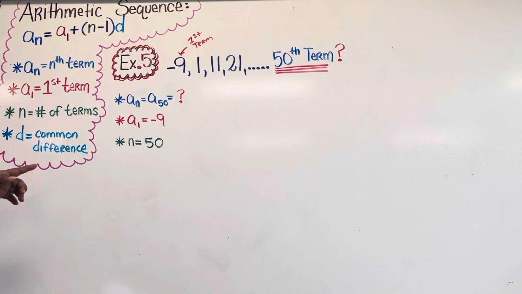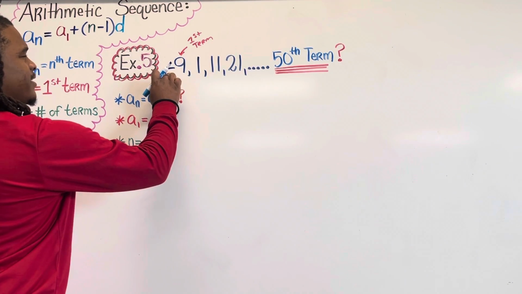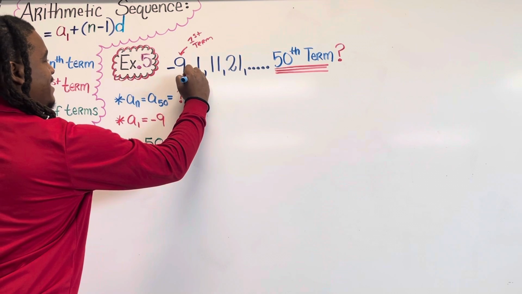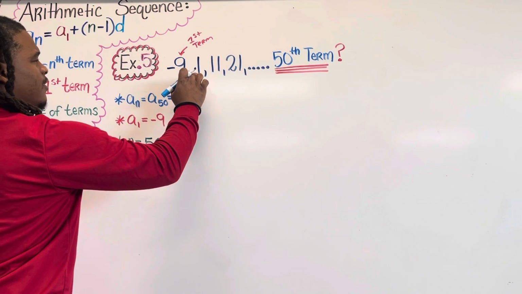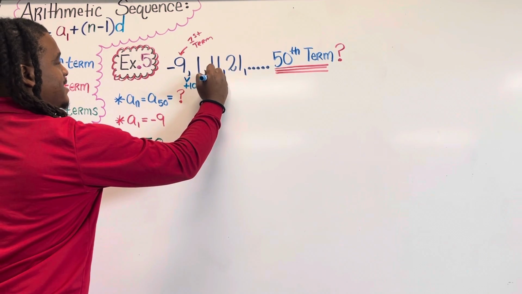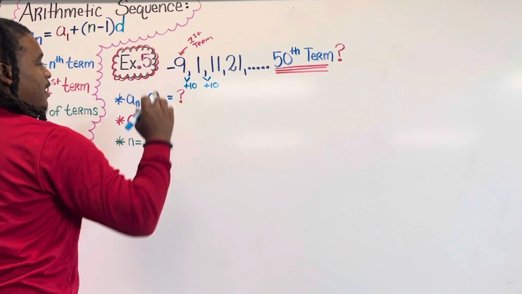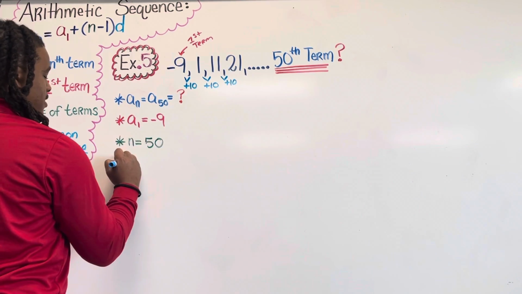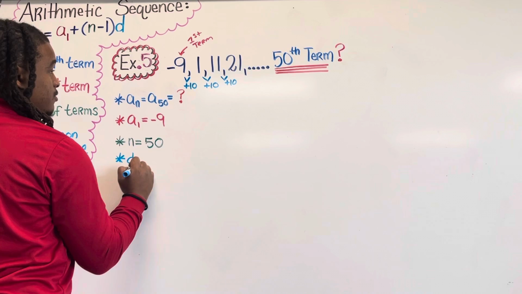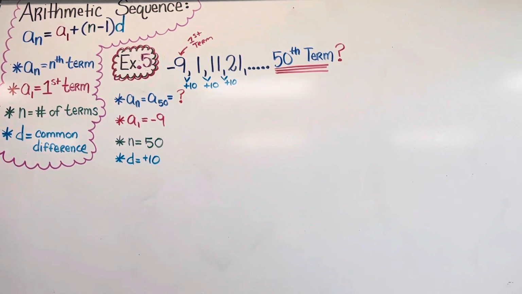And then, of course, d is the common difference between each term. So let's figure that out. For me to go from -9 to 1, I had to add 10 to -9. For me to go from 1 to 11, I had to add 10 to 1. For me to go from 11 to 21, same thing, I had to add 10. So my common difference between each value as we move forward is +10. Now, ladies and gentlemen, we are almost done.